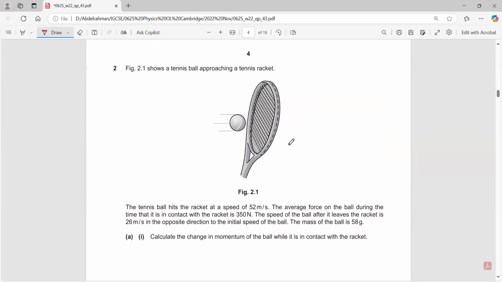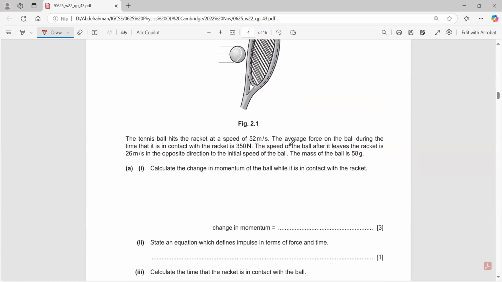Question 2. We have a tennis ball. The tennis ball hits the racket at the speed of 52 meters per second. The average force is 350 newtons. The speed after leaving the racket is 26 meters per second in the opposite direction. The mass of the ball is 58 grams.